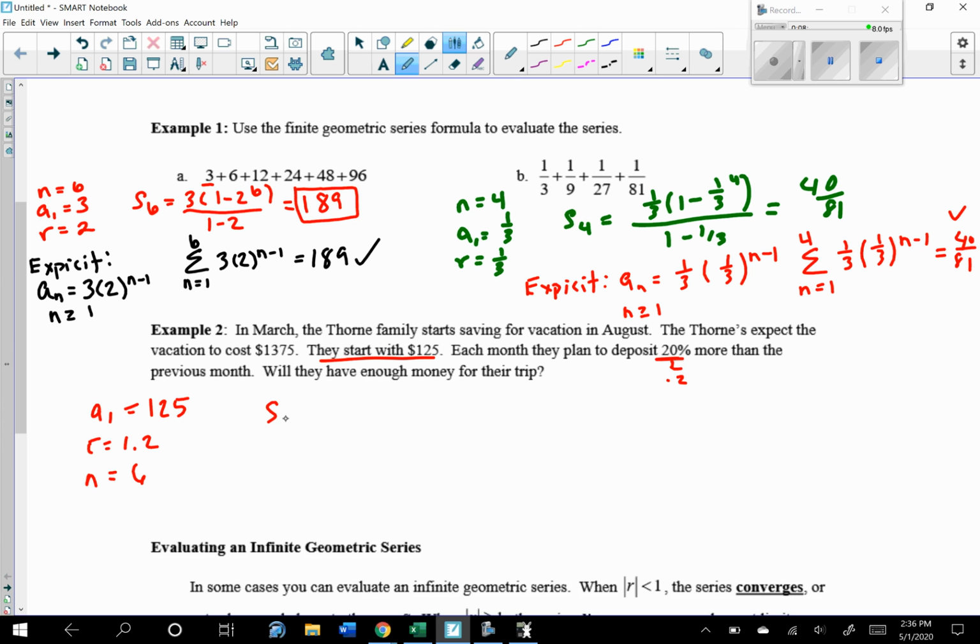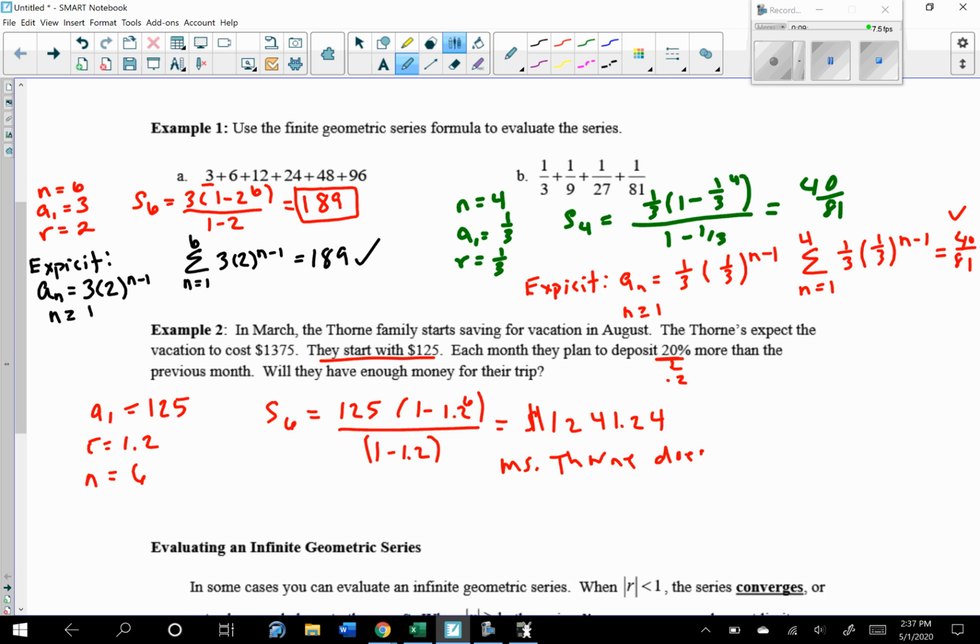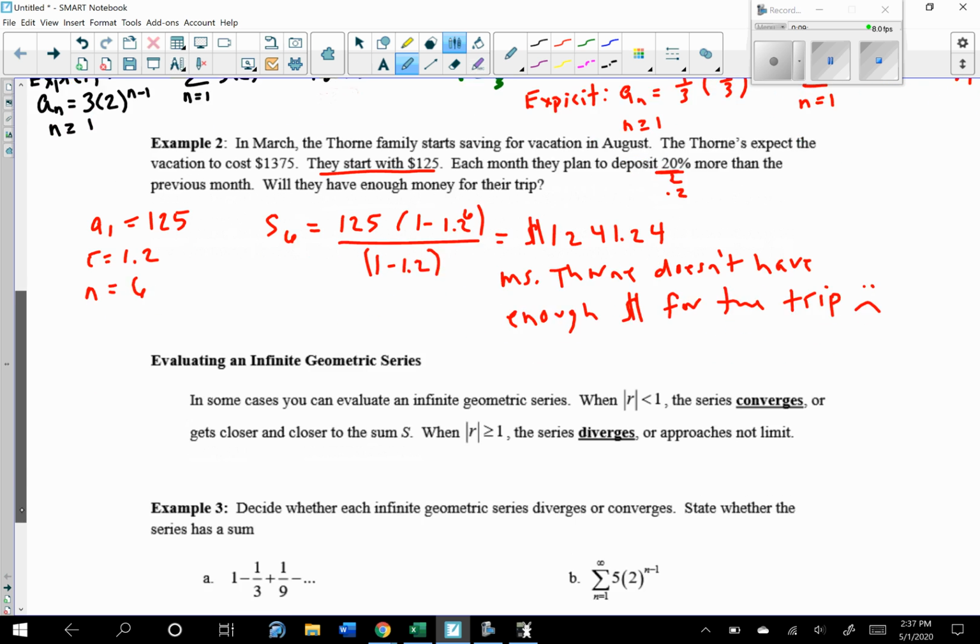So for this, the sum of the 6 months would be equal to 125 times 1 minus 1.2 to the 6th, not the whole expression, divided by 1 minus 1.2. And if you were, of course, to plug that into your calculator, you would end up with $1,241.24. So unfortunately, we would say Miss Thorne doesn't have enough money for the trip. So unfortunately, she cannot go.